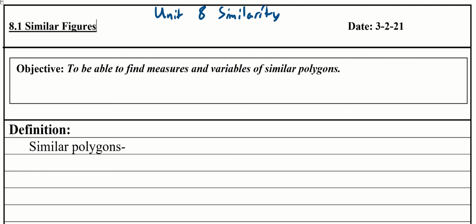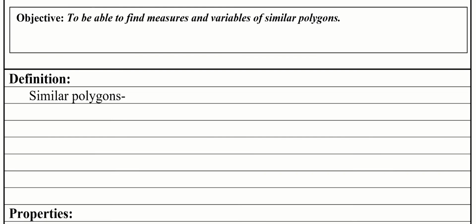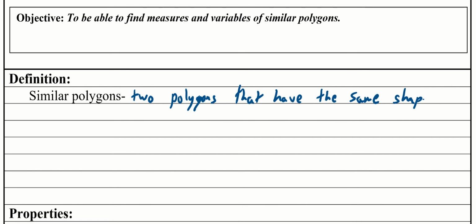And the objective for today is we want to be able to find measures and variables using these ideas that we talk about with similar polygons. Okay, so what does that mean if we're talking about similar polygons? Well, similar polygons are, let's say, two polygons that have the same shape but different size. Okay, have the same shape but different size.